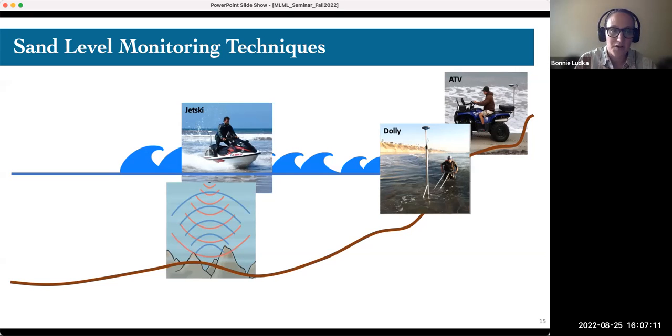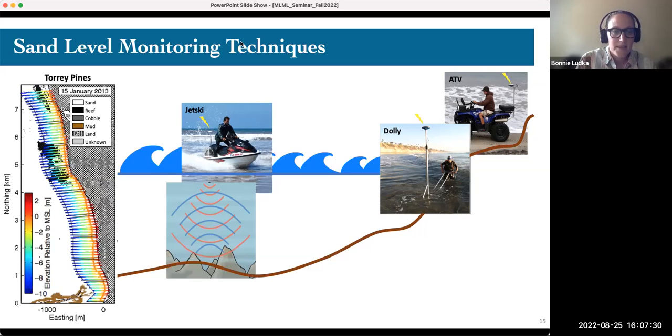And this is really where the hard work is, because you're pushing this contraption into sometimes very strong currents and decent waves. So there's a lot of effort that's gone into collecting this data set. All of these vessels and vehicles are equipped with GPS. An example of what one of these surveys looks like is on the left here, where the rainbow colors are showing you elevation relative to mean sea level.